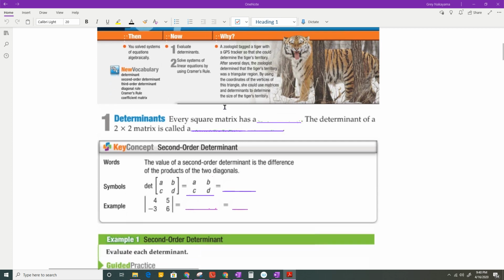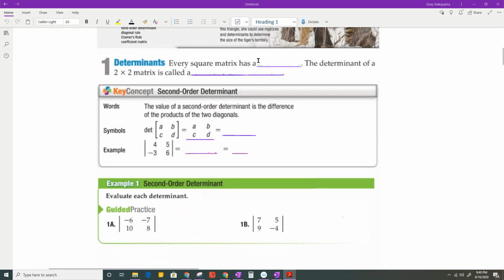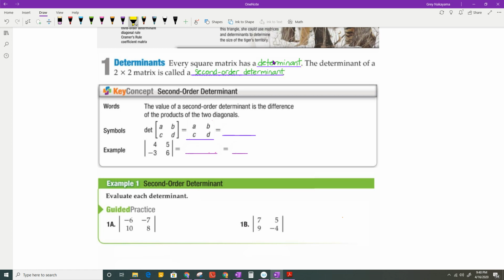First off, we've got to talk about something called determinants. Every square matrix, square is the operative word there, has a determinant. And the determinant of a 2x2 matrix is called a second order determinant. The key, as I just said, is that it has to be a square matrix. The other thing that I want to point out to you is that it's just a number. So to start off, our second order determinant that we're going to talk about.